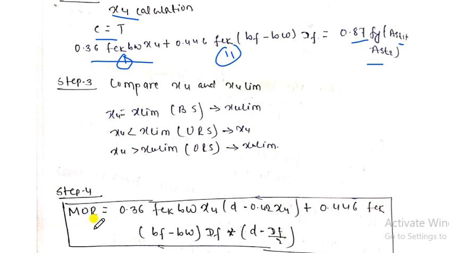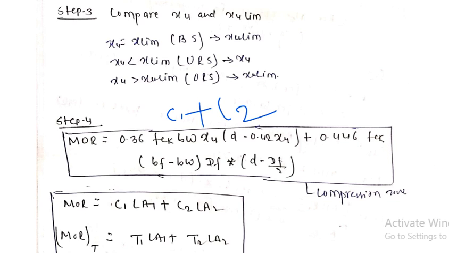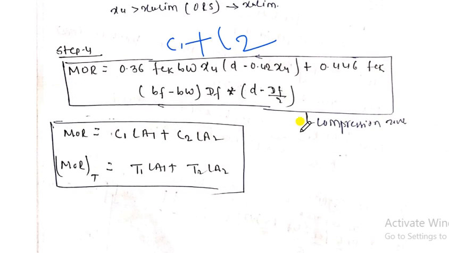So for the moment of resistance of the T beam, we need to add both of them. That is, the moment of resistance in the compressive zone is equal to C1 plus C2. We will add both: 0.36 FCK BW XU into D minus 0.42 XU, plus 0.446 FCK. If you add these both, it will give the compression zone, and for the tensile zone similarly we have to add T1 plus T2 with their lever arms. If you add the above equations, we have already calculated T1 for the tensile zone for figure 1 as well as for figure 2.